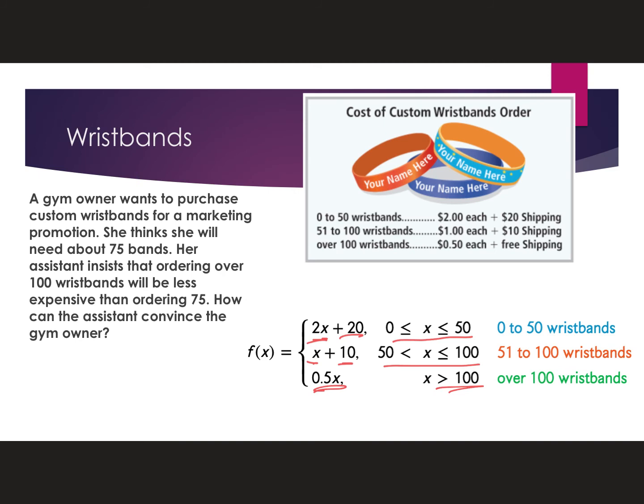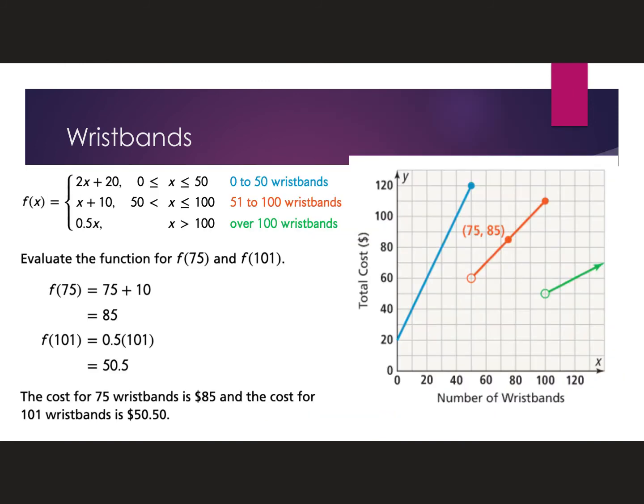So how can we convince our gym owner that they don't want to order 75, they want to order over 100? So let's take a minute and look at what a graph of this function would look like. So here's a graph. You can see on this graph that when you order between 0 and 50, you pay $2 each. This would be a very steep graph because our rate of change is 2. We have this very steep graph all the way up until we hit 50.